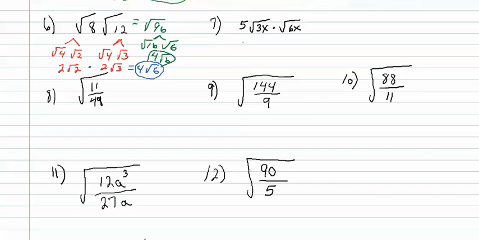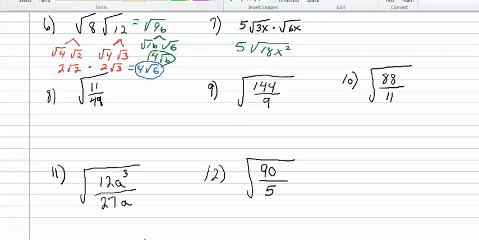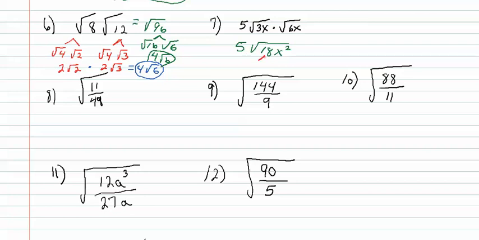Alright, number 7. We're going to keep the 5. Okay, I look, there's no perfect square within here. There's no perfect square within here, so I'm going to multiply these two radical symbols together. So I get 6 times 3 is 18. Then x times x is x squared. So then I'm going to go from here, and now I'm going to look to see, can I take a perfect square out of here? And I've got radical 9, radical 2, and then I have the square root of x squared. I still have the 5.